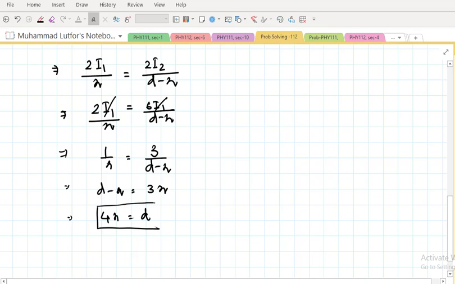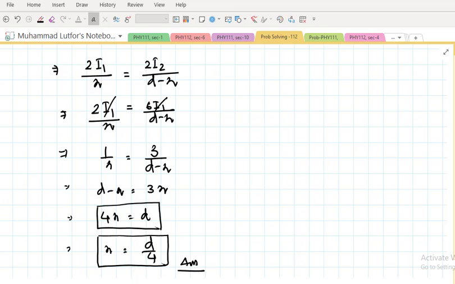So that means the point remains unchanged, x equals d by 4, it remains the same. That's why if you double the current in the wires, the zero field point is not going to change. That's the answer to question B. Okay, thank you very much.